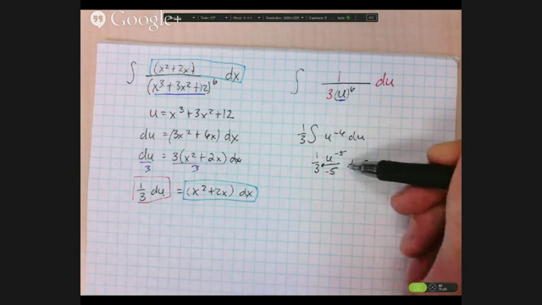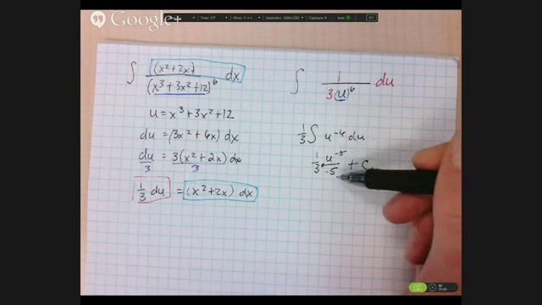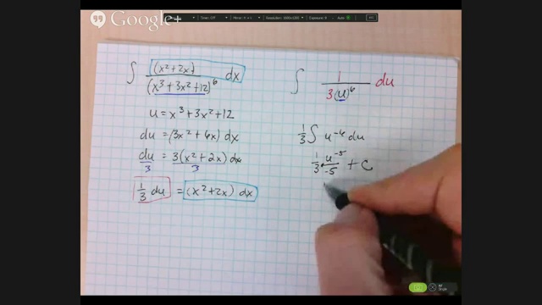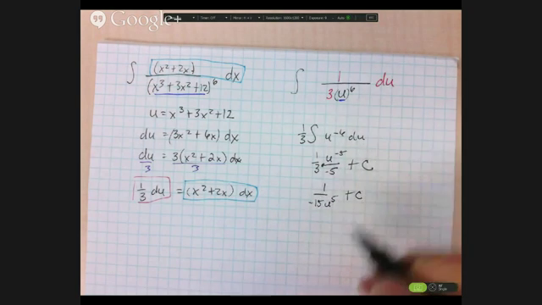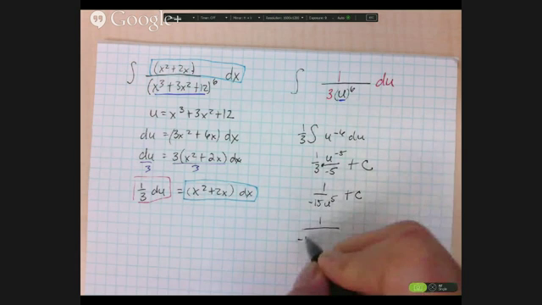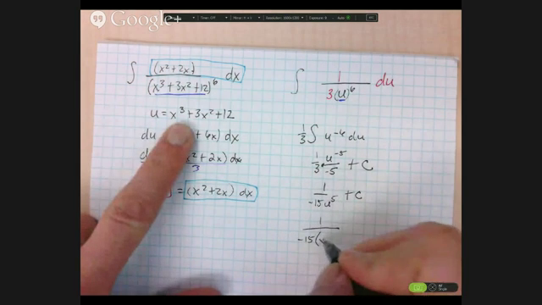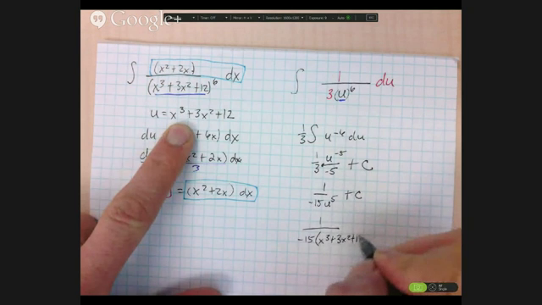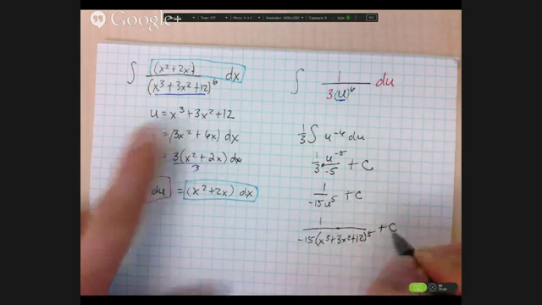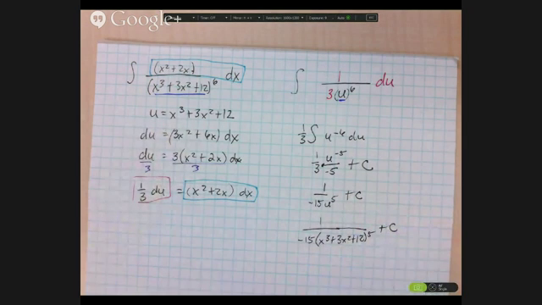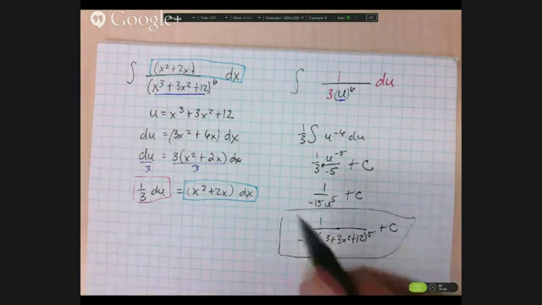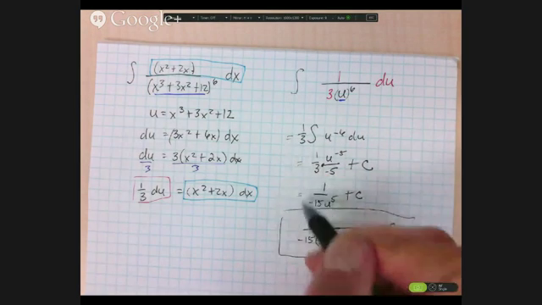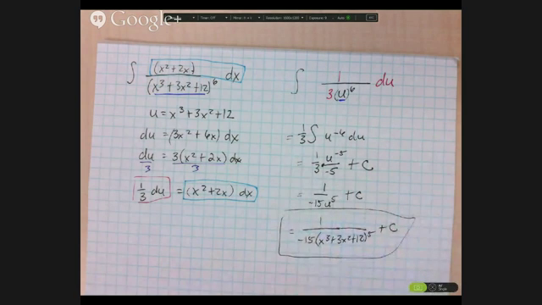Okay, so here's the derivative. Is that right? I added 1 and divided by it. So 1 over -15 u to the 5th. Put your u back in. And all of a sudden that really complicated integral is solved. Okay. Is it though? Oh, goodness.